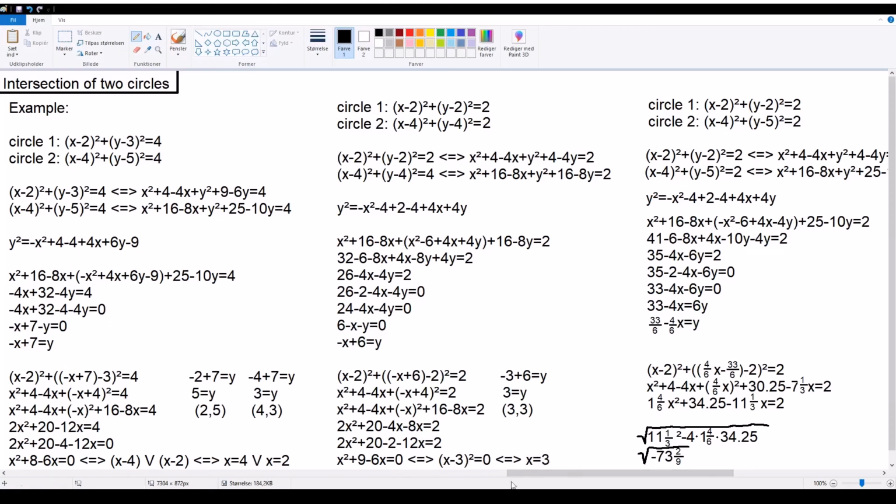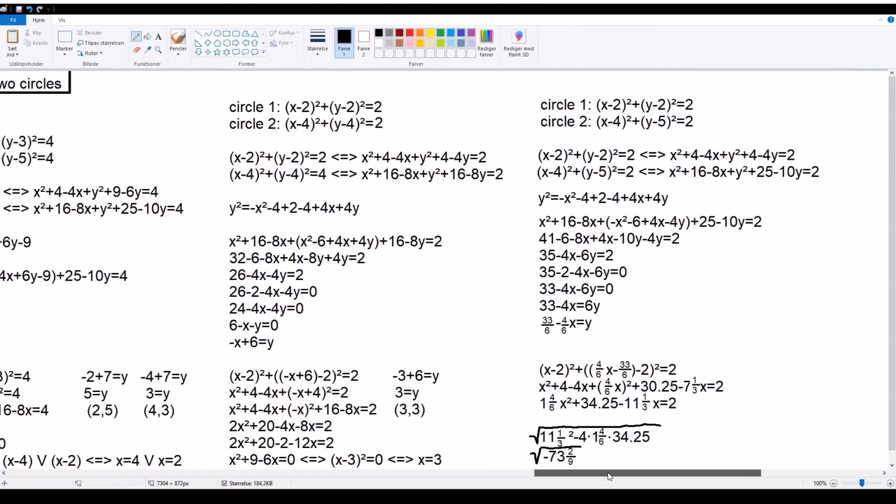And then when you put 3 into our line equation, we get the line equation we got up here from doing the rest of this. We end up with -3 plus 6 equals y, meaning that y equals 3, meaning that the intersection point of these two circles is (3, 3).